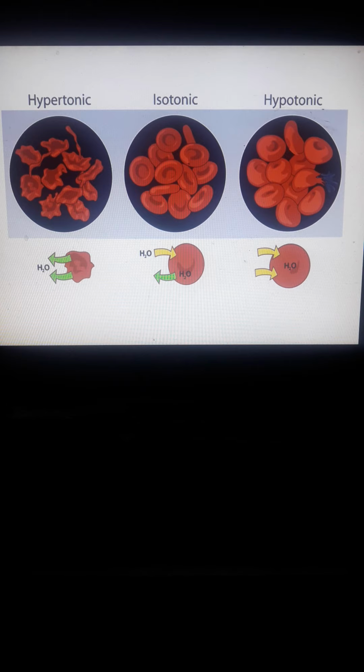Usually in hypertonic, water leaves the cells due to the lower concentration of solute. In isotonic, it is equal. And in hypotonic there is a higher concentration of solute inside, so water tends to go inside the cells and the red blood cells burst, which is lysis. In hypertonic the cells shrink, and in isotonic the red blood cells maintain the concave or normal shape of the blood cells.